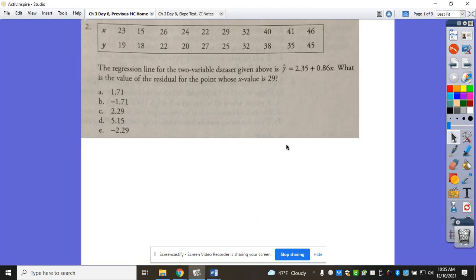Okay, so the first one says the regression line of the two variable data set given above is y hat equals 2.35 plus 0.86x. What is the value of the residual of the point whose x value is 29? So it's asking you to solve for a what? Residual. Well, how do you find a residual? Which one of those do I have right now?